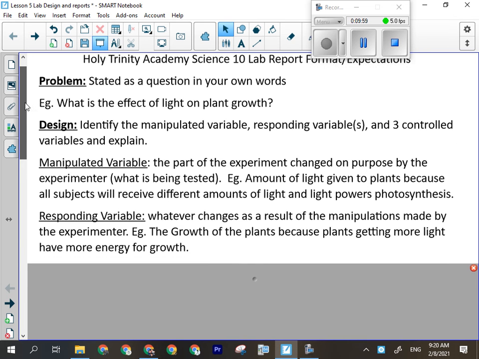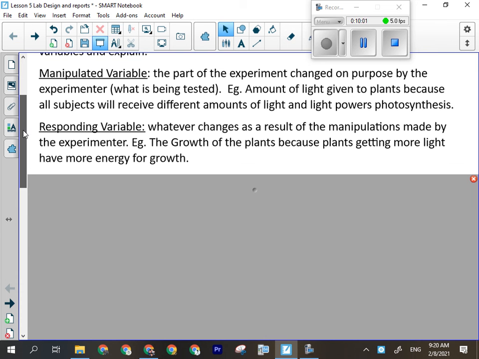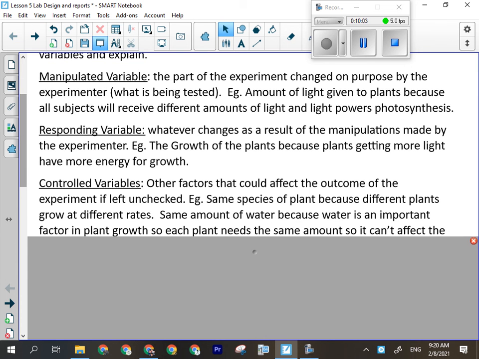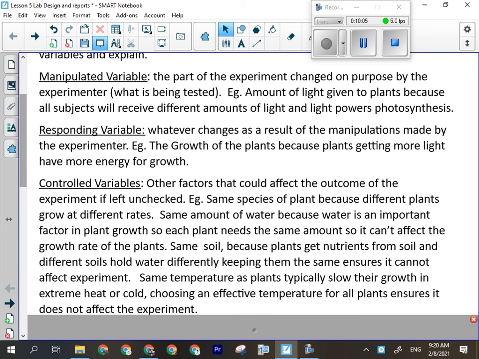And then lastly, and these are usually the toughest ones, are the controlled variables. So that's what we had just talked about there. There are other factors that could affect the outcome of the experiment if left unchecked. Same species of plant, because different plants grow at different rates. Same amount of water, because water is an important factor in plant growth, so each plant needs the same amount of water, so it can't affect the growth rate of the plant. Same soil, because plants get nutrients from soil, and different soils hold water differently. Keeping them the same ensures it cannot affect the experiment.